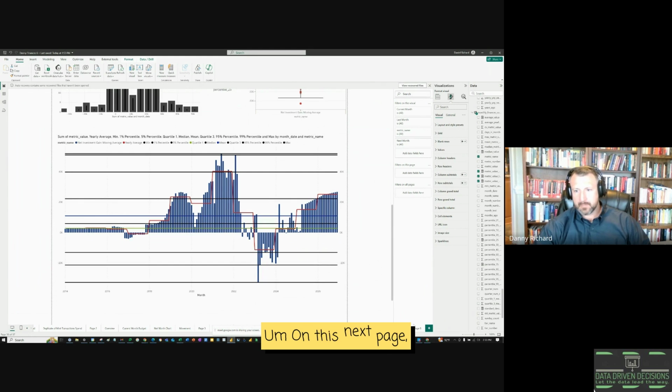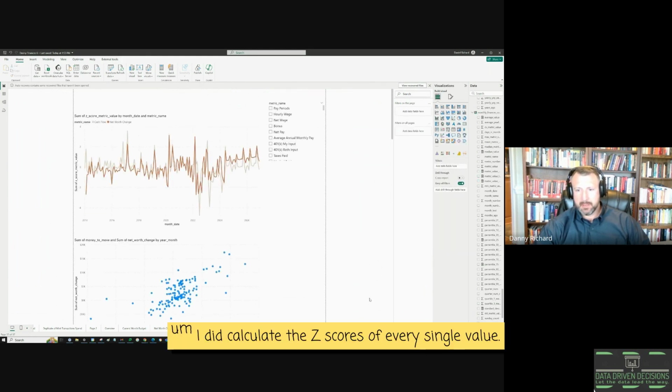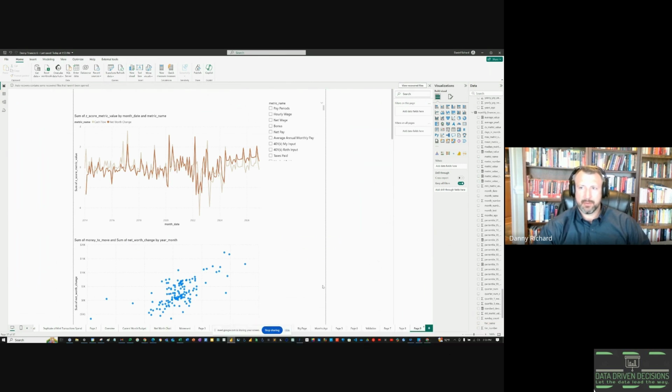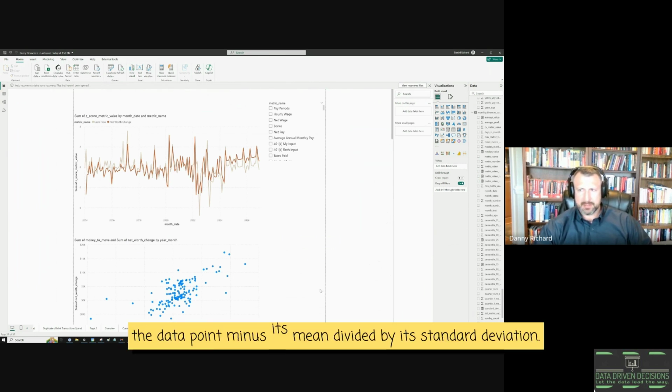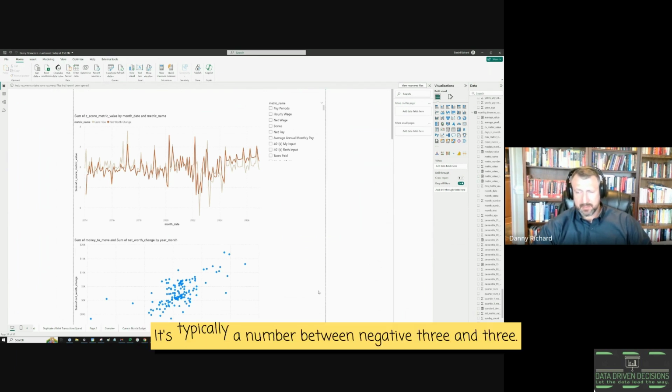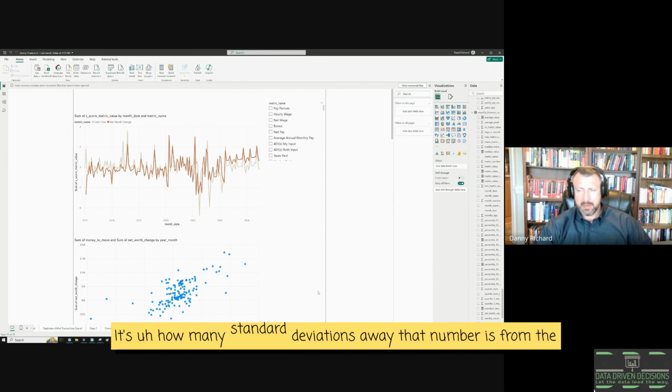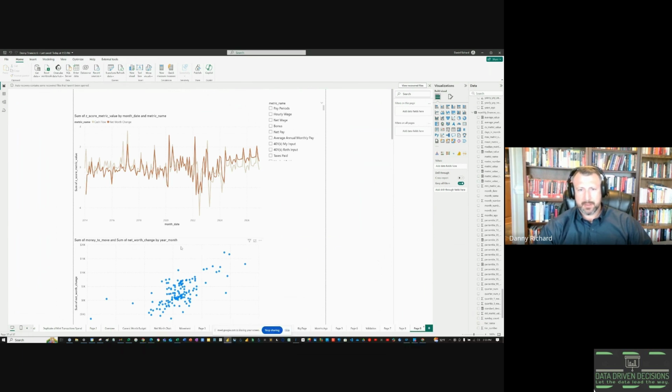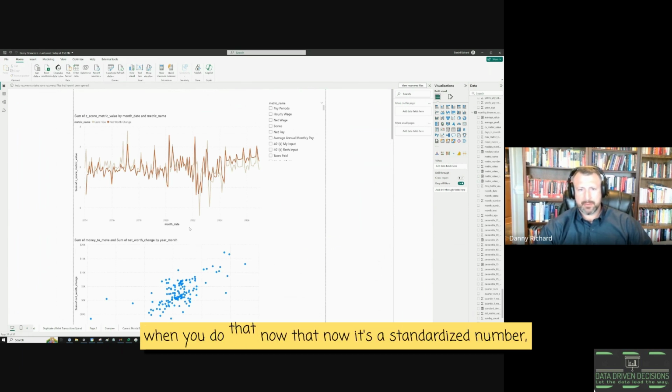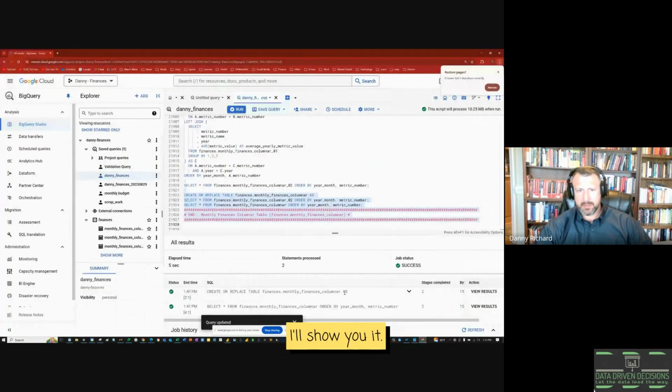On this next page, I did calculate the z-scores of every single value. The z-score is the data point minus its mean divided by its standard deviation. It's typically a number between -3 and 3. It's how many standard deviations away that number is from the mean. When you do that, now it's a standardized number. If I go to BigQuery, I'll show you it.